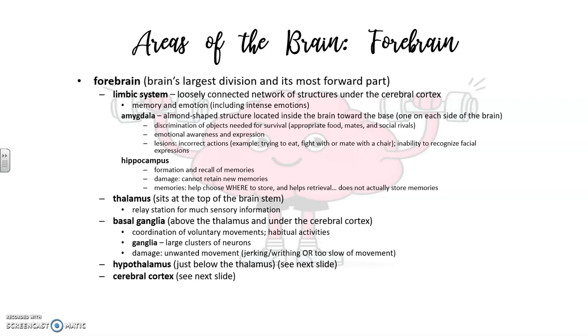The basal ganglia is just above the thalamus, and that helps with coordination, voluntary movements, repeating certain activities. Ganglia is just a large cluster of neurons. If this area is damaged, you might have unwanted movement. It could be jerking or slight tremors.